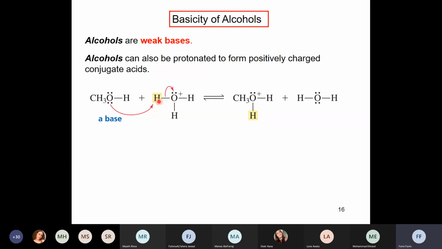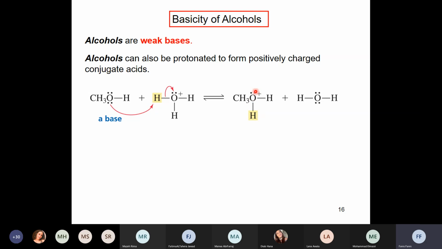يعني it accepts an H plus and H3O plus behaves as an acid. It loses an H plus بتحول ل H2O. شو صار بالالكحول لما اخذنا H plus؟ طبعا only one lone pair is left on the oxygen. Second lone pair استعملناه to connect to the H.